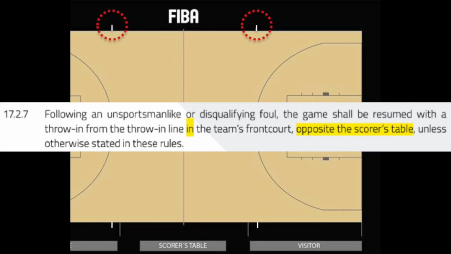The last reminder I'll give is that when we have an unsportsmanlike or disqualifying foul, the game will resume with a throw-in opposite to the scorer's table unless otherwise stated in the rules.